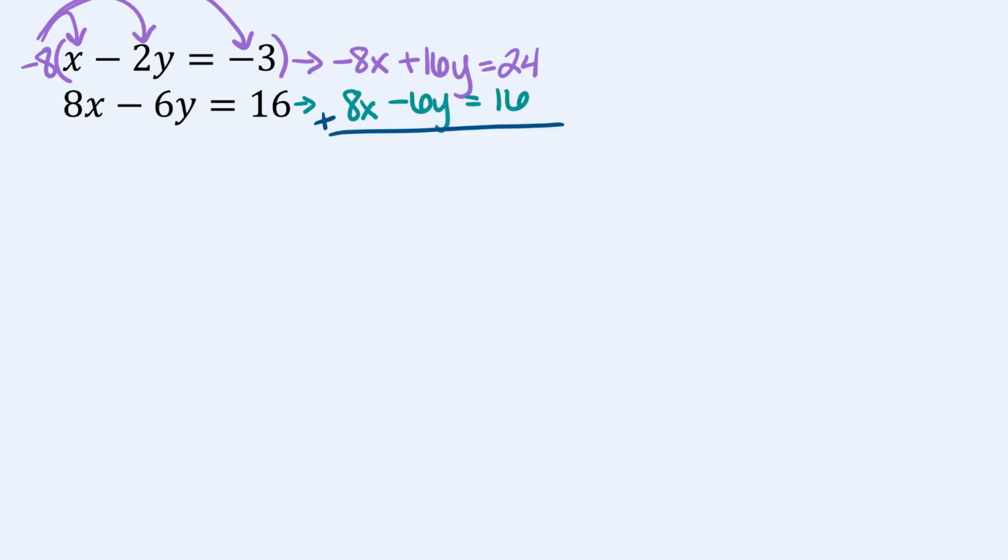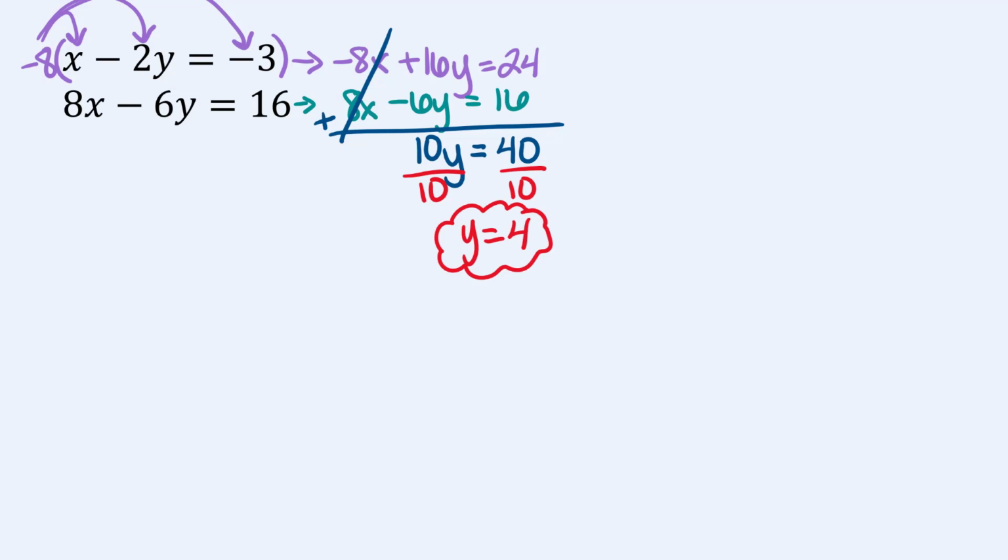I'm going to add these vertically. So my negative 8x and my positive 8x eliminate. Again, that is the whole point, is that they eliminate. My 16y and my negative 6y give me 10y equals 16 plus 24 is 40. To get y by itself, I'm going to divide both sides by 10. I get y equals 4 in my cloud of importance.